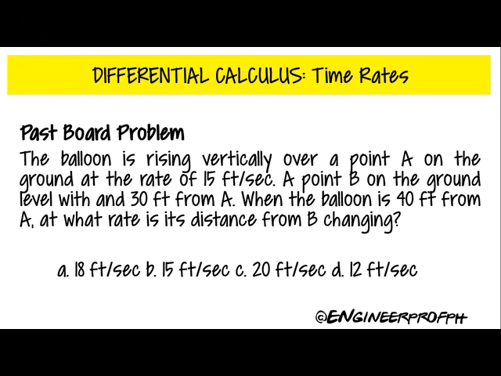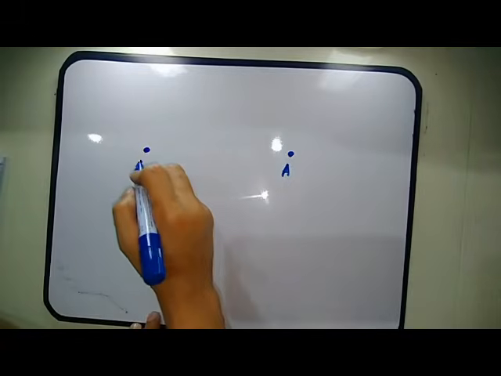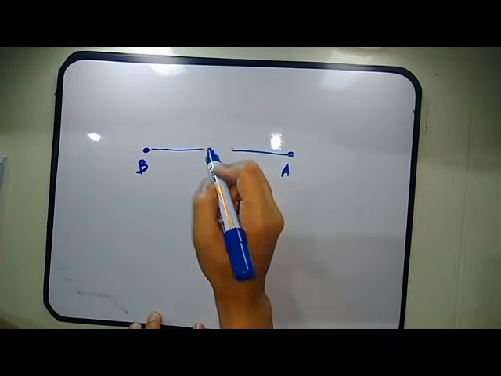So, in this next problem, guys, we have a balloon rising vertically over a point A on the ground at the rate of 15 feet per second. A point B on the ground is level with and 30 feet from A. When the balloon is 40 feet from A, at what rate is its distance from B changing? So, let's illustrate the figure. We have here 2 points. Let's say this is A, this is B. The distance between A and B is 30.